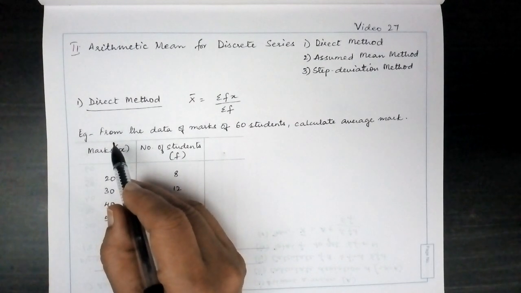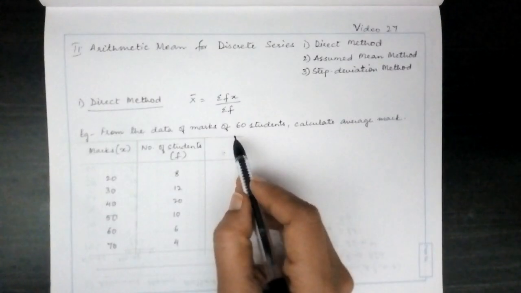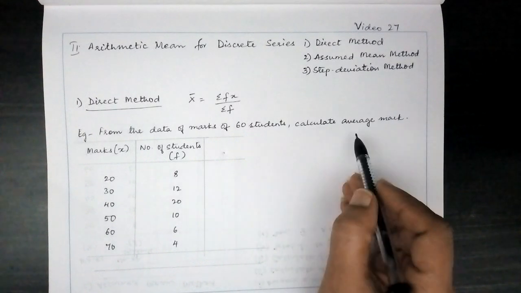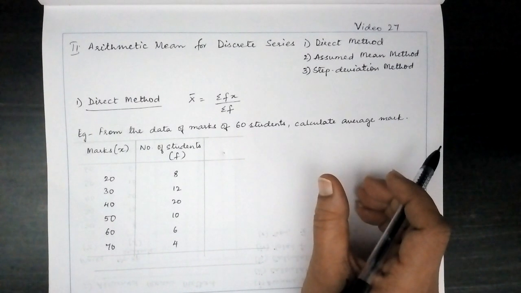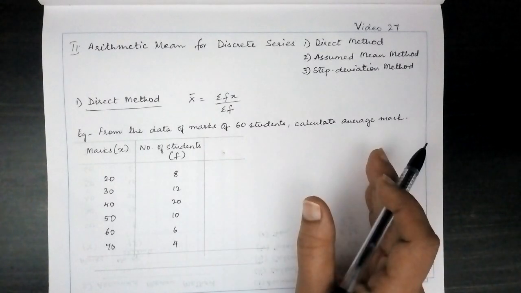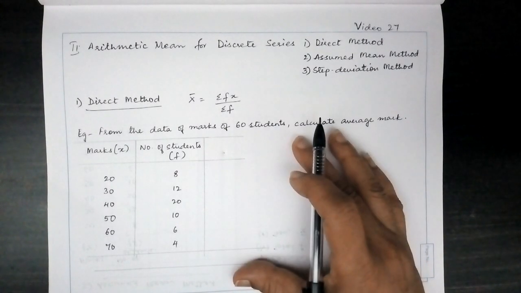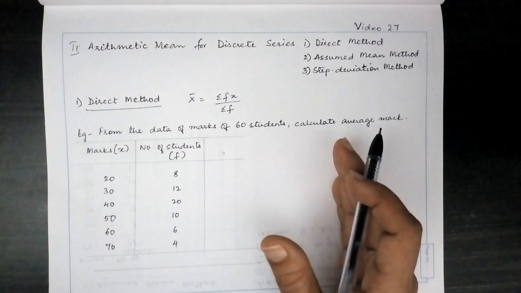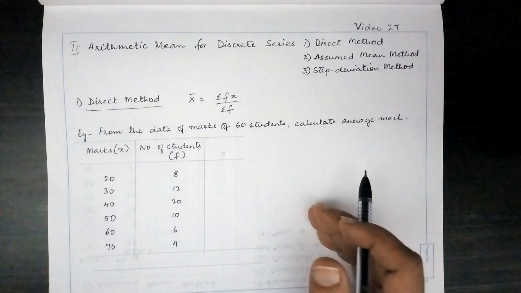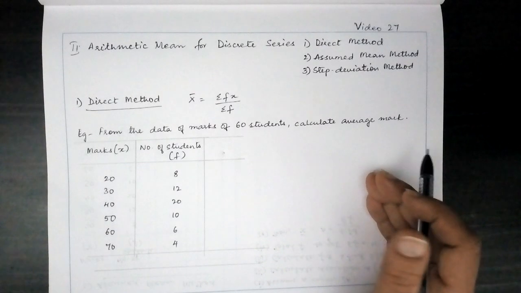Here we have an example. From the data of marks of 60 students, calculate the average mark. In the individual series, we were given individual marks. Suppose there are 10 students. We write 1, 2, 3, 4, 5, 6, 7, 8, 9, 10 and their respective marks. Total the marks and find out the mean.